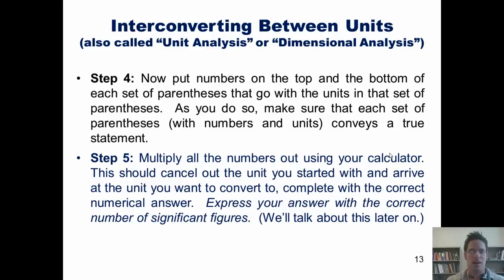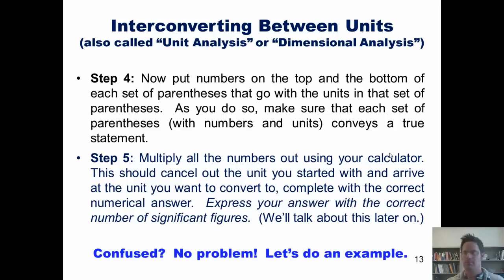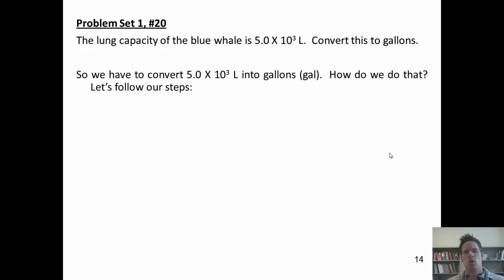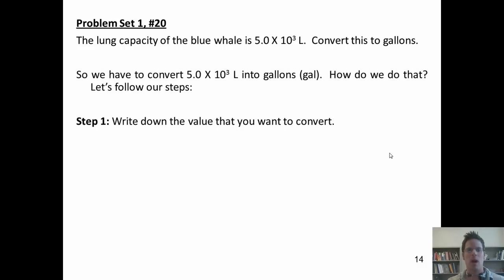In other words, are you confused? No problem. Let's do an example. This comes from our problem set. Question number 20. The lung capacity of the blue whale is 5.0 times 10 to the third liters. Convert this into gallons. How in the world do we do that? Well, remember, we follow the steps that I just delineated in the previous two slides. Step 1. Write down the value that you want to convert. In this particular problem, that value is 5.0 times 10 to the third liters.